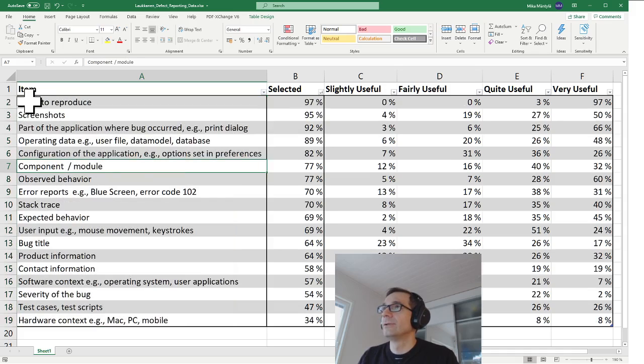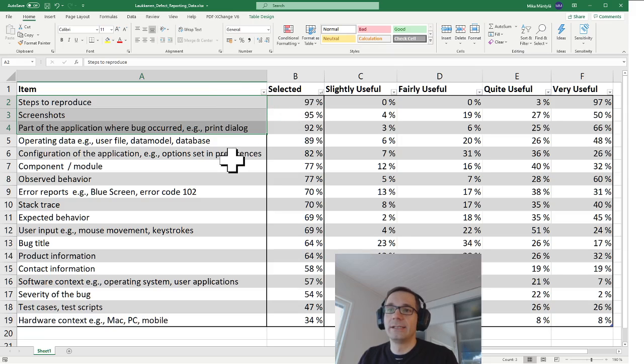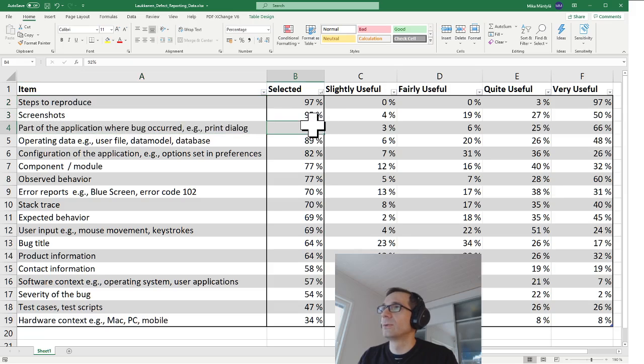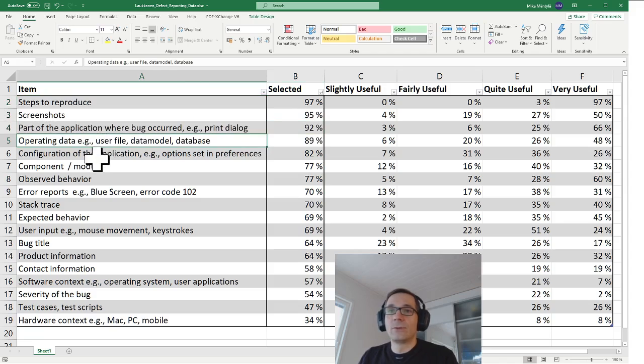Okay, so we can see the top 3 would be steps to reproduce. 97% of the respondents selected this to be useful. Screenshots selected by 95%. Part of the application selected by 92%. On the fourth place, there would be the operating data, user files, data models, databases, selected by 82%. Fifth place, configuration of the application. For example, what options are set in the preferences.